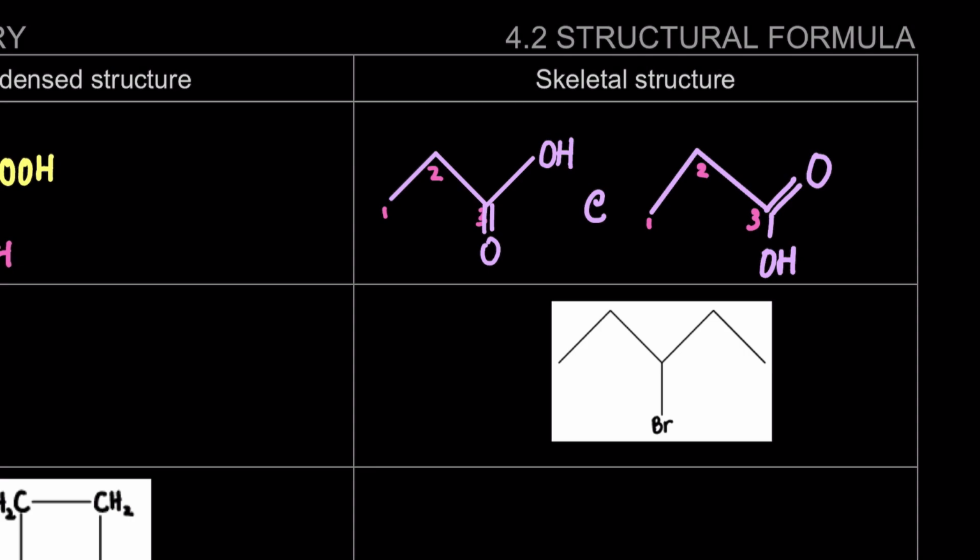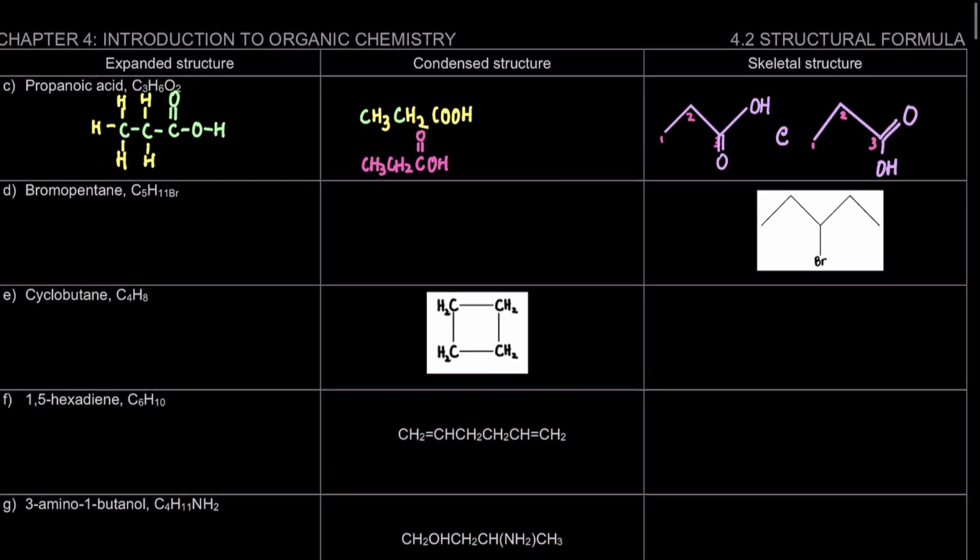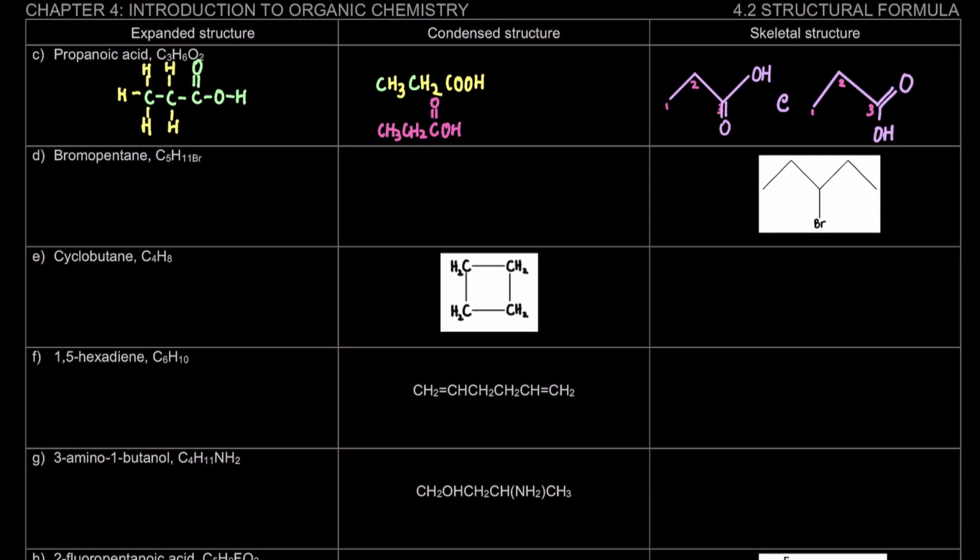So both are accepted. Again, what we have is 3 carbons: 1, 2, 3. On carbon number 3, it has a double bond O, and it also has a single bond OH. Okay. So that is for the case of propanoic acid. Next, we're going to look at the case of bromopentane.